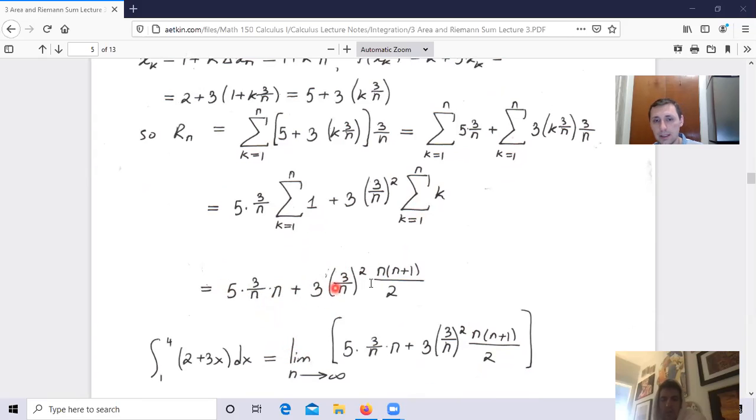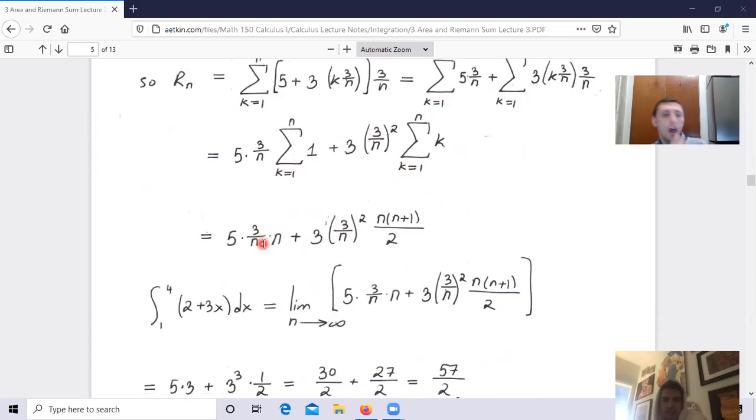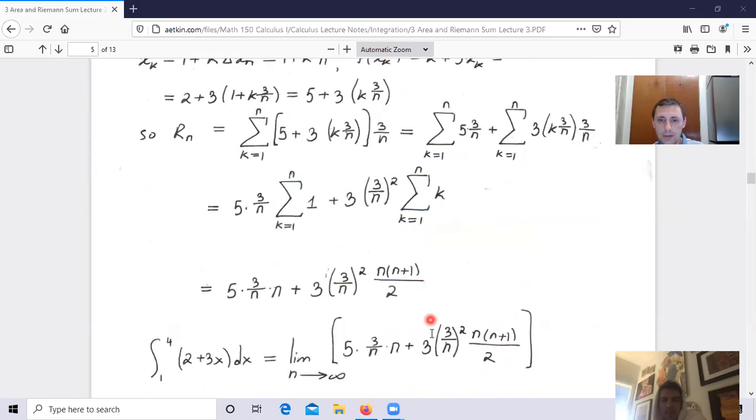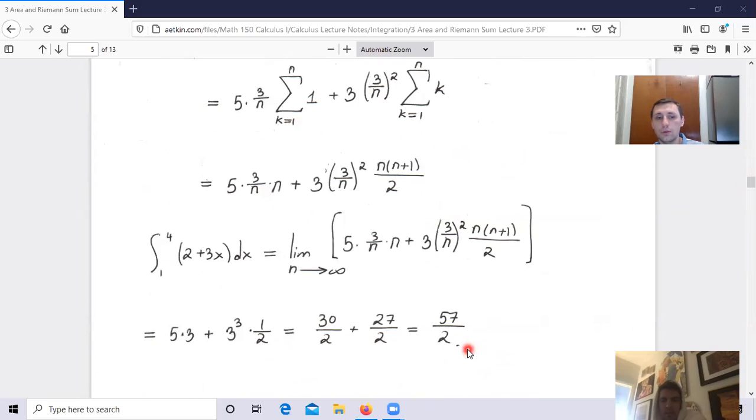Right, so then when I simplify it, I just take the limit. Once I simplify it, I take the limit as n goes to infinity. Here the limit is 5 times 3 because n over n, they cancel out. And I'm left with 5 times 3. Plus, what survives in here? 3 squared, and on the bottom, just 2, right? So that would be 3 cubed divided by 2. So the answer is 30/2 plus, because 5 times 3 is 15, so I can write it as 30/2 plus 27/2, which is 57/2 is my answer.